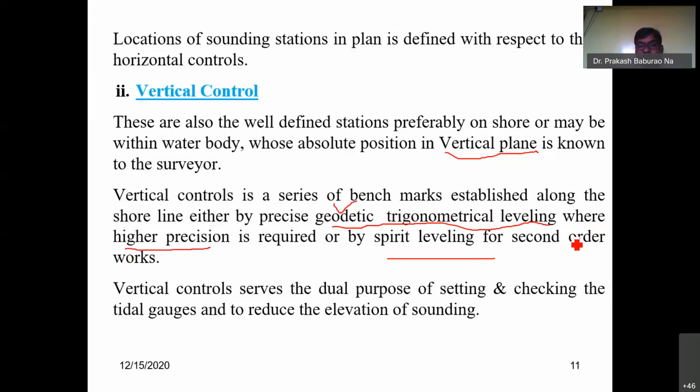So vertical control serves two purposes. Either you have to set out the work, or you have to check the tidal gauges and find out the reduction in the sounding. So that's why we have to utilize this vertical control.